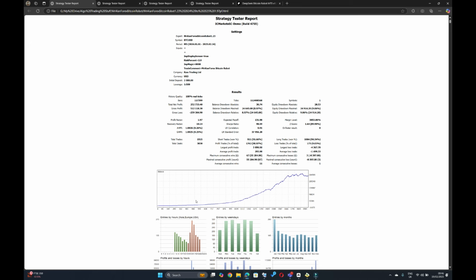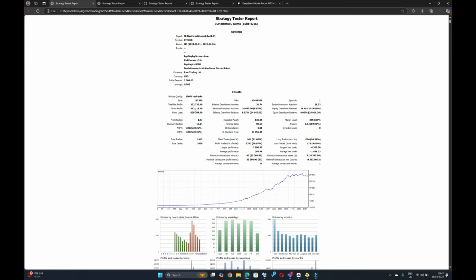This is the original version that we did. You can see it looks quite pretty good. It's a 1 year back test, 2% risk per trade. It's quite an aggressive trading robot, but you can see it went from 2,000 to 252,000, 100% real ticks. It doesn't use grid or martingale.